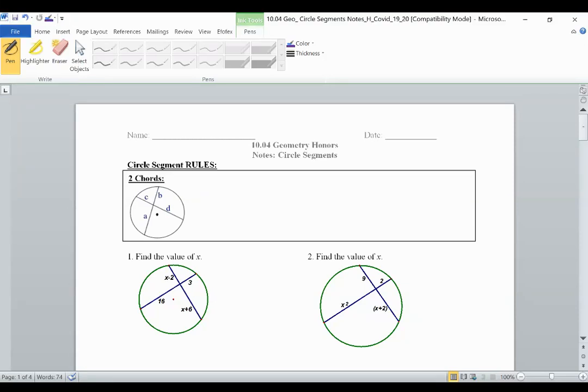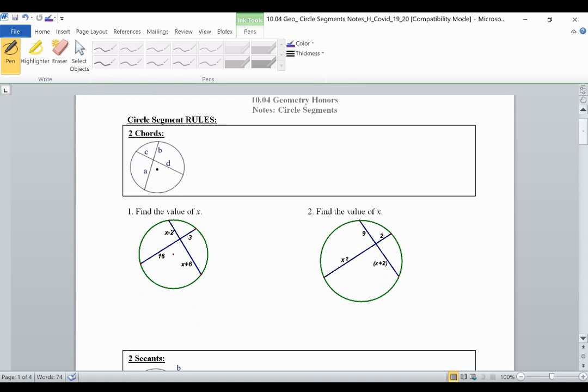We're on 10.04 for geometry today, and this will probably be wrapping up our circles unit for us. So again, just like with the angles, there's a lot of rules that apply here. Once you know the rules, it's just kind of substituting in, but it's important to understand how these rules are set up. So in order to do these, you also need to go back and look at your vocabulary of what the lines are.